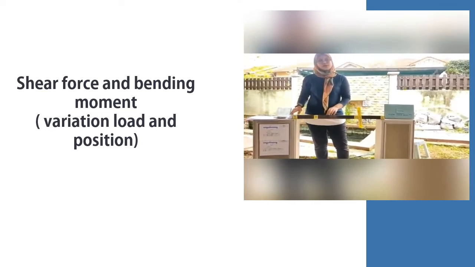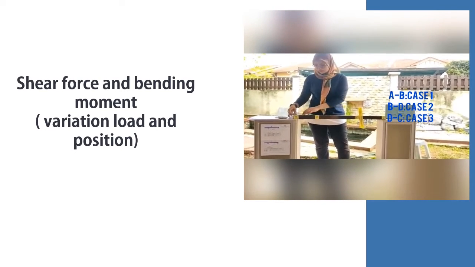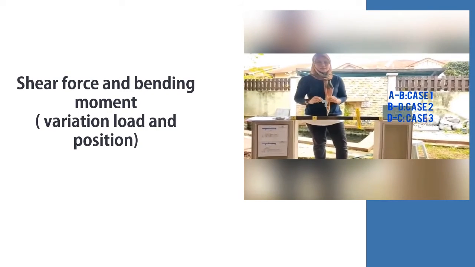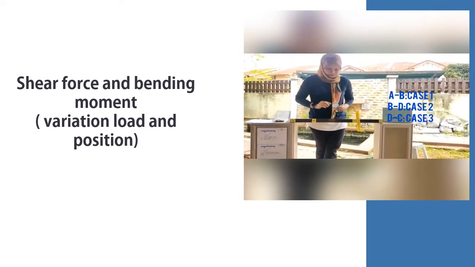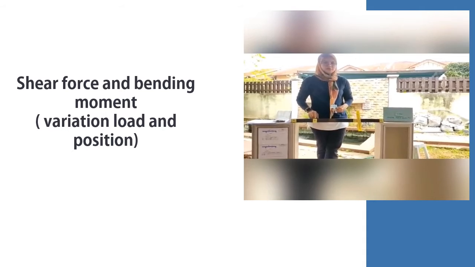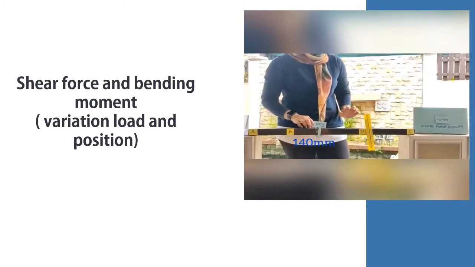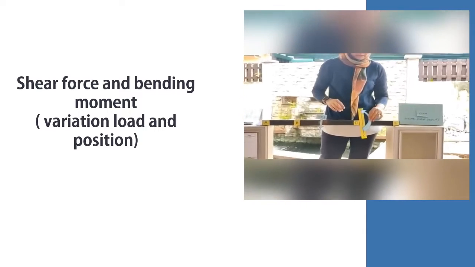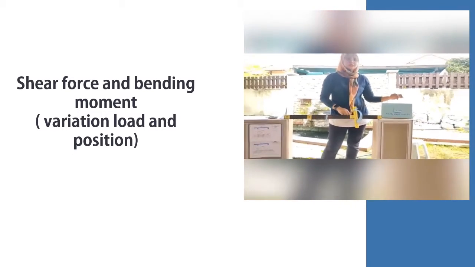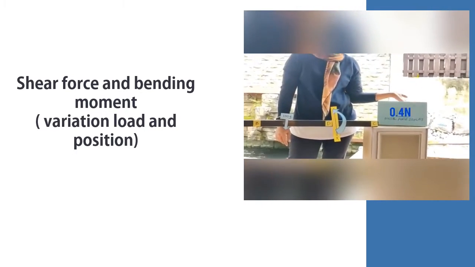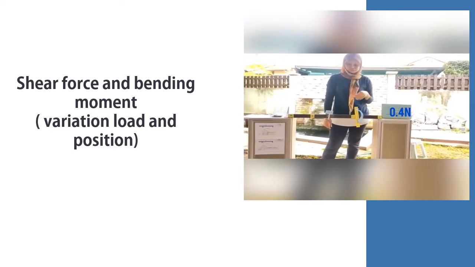First of all, for the variation of load, we put the 100 gram at point B and D, 140 mm here, and we read the moment. For the bending moment test, the bending moment value at section XX will display at the shear force digital display.